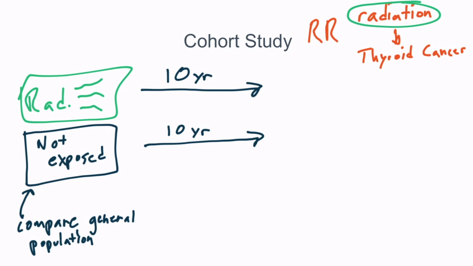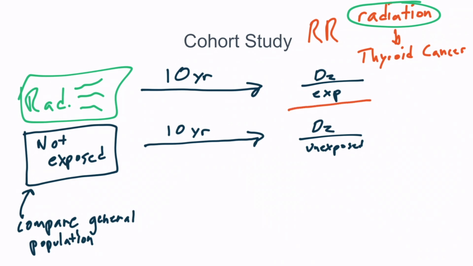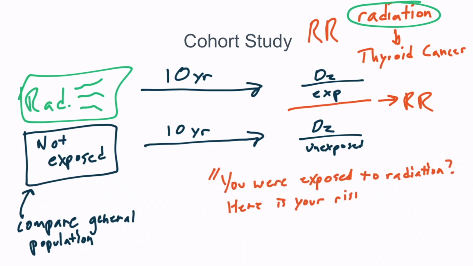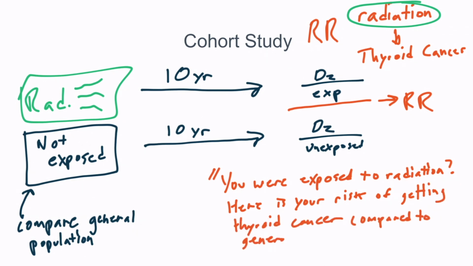In the exposed group, you have those that got the disease over all that were exposed. In the unexposed group, you find who developed the disease or thyroid cancer over all those who were unexposed. And then you can compare these risks to one another and you find the relative risk. Another way of saying this is you were exposed to radiation. Here is your relative risk of developing thyroid cancer compared to the general population. Now don't get wrapped up in the details of relative risk right now. This is taught in great detail in section 9. Just grasp the idea that a cohort study follows patients over time, starting with an exposed and unexposed group.